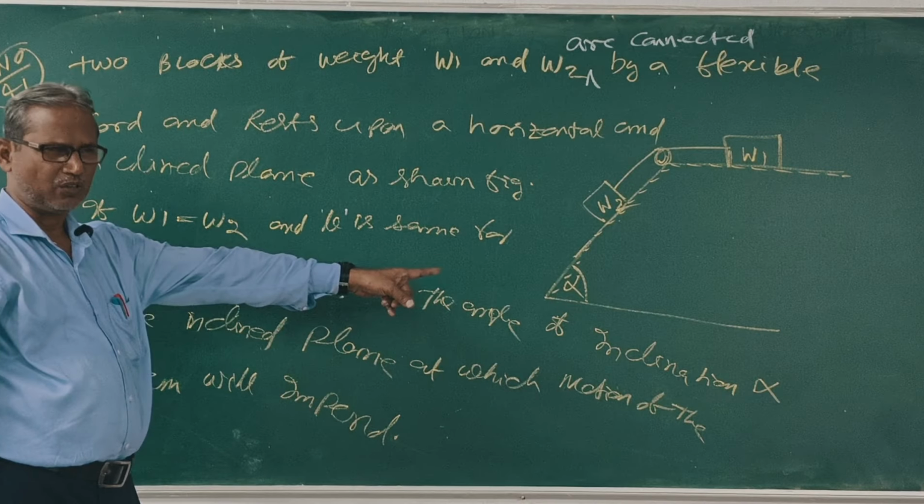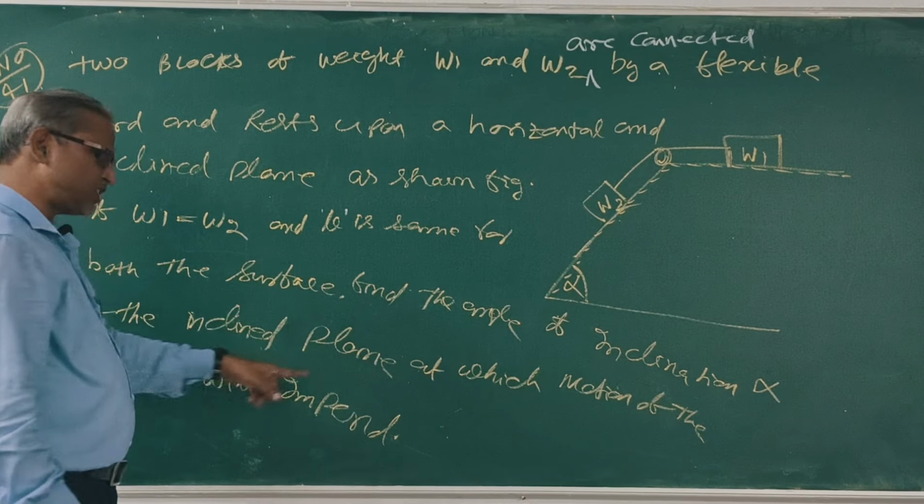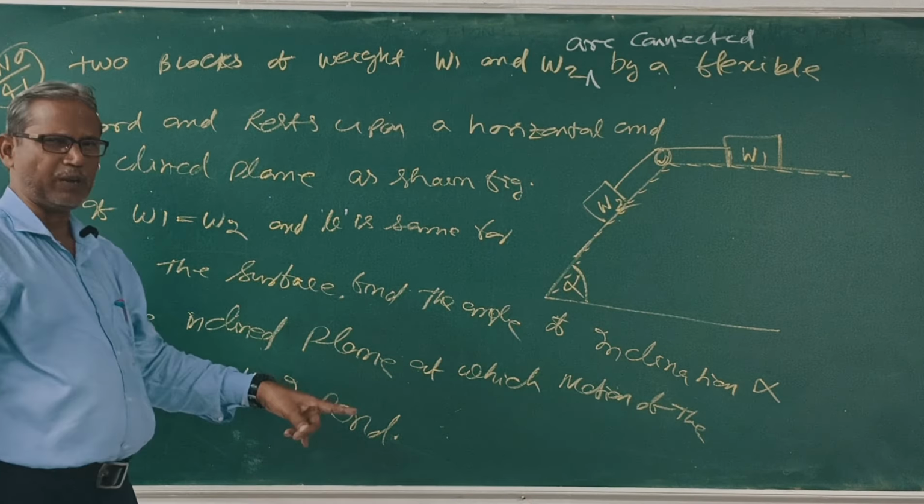This is alpha of the inclined plane at which the motion of the system will be impeded. Means the system will remain in this condition. Motion of the system impeded, that means block 1 and block 2 remain in this condition. That means the motion of the system will be prevented or opposed. Clear?